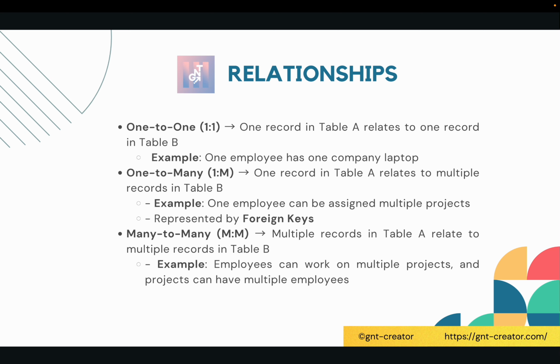Relationship number 2, one-to-many. This is the most common type of relationships. One record in table A relates to multiple records in a table B. For example, one employee can be assigned multiple projects, each represented by foreign keys. Then the third type of relationship is many-to-many. Multiple records in table A relate to multiple records in table B. For example, employees can work on multiple projects, and projects can have multiple employees.